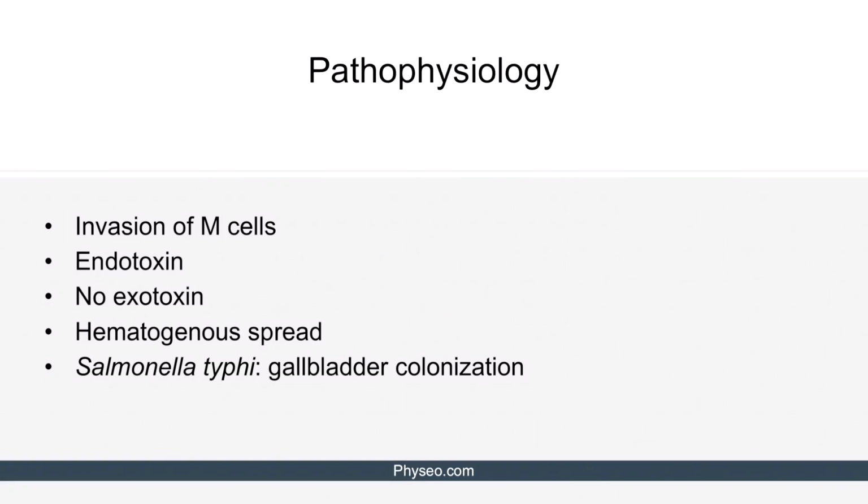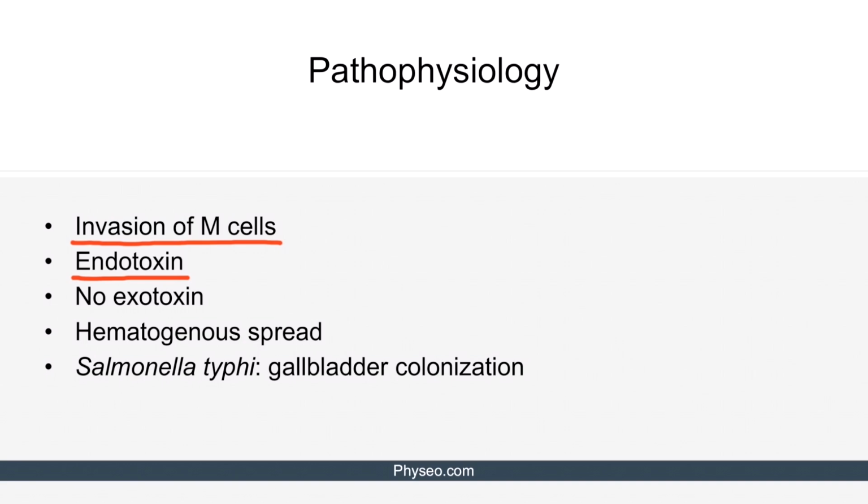In terms of pathophysiology, Salmonella is actually pretty similar to Shigella. Namely, the main mechanism of how Salmonella causes either typhoid fever or gastroenteritis is the invasion of M cells. Additionally, it has endotoxin similar to any other gram-negative bacteria.